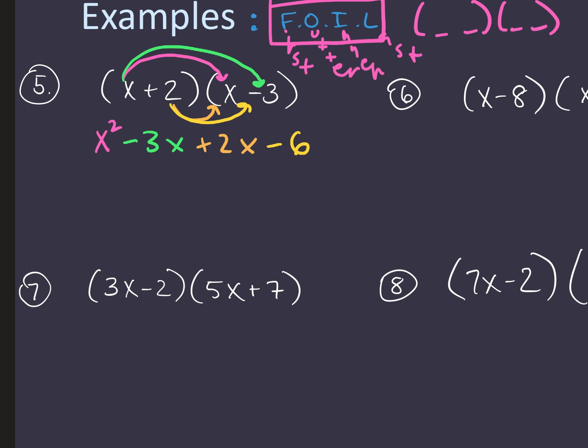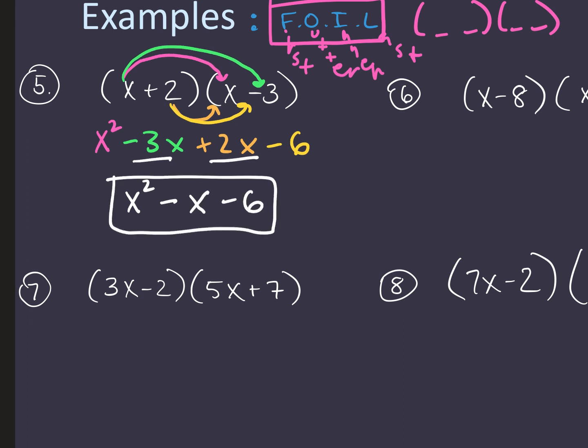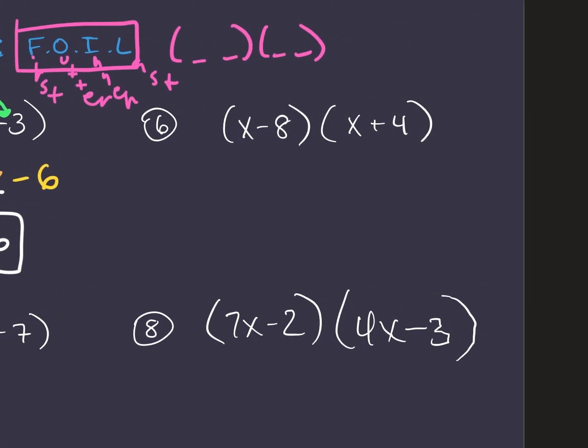Here we have two like terms in the middle, so I combine them so that x squared stays the same. -3x plus 2x, we just add the coefficients together and our variable stays the same. So this would be -1x, or just -x minus 6. And that's our answer. All right, next, number 6.